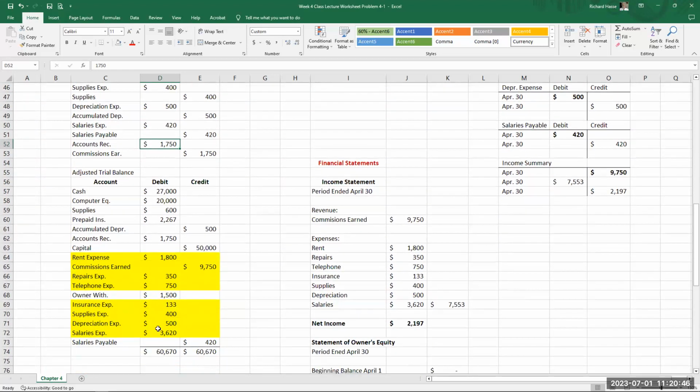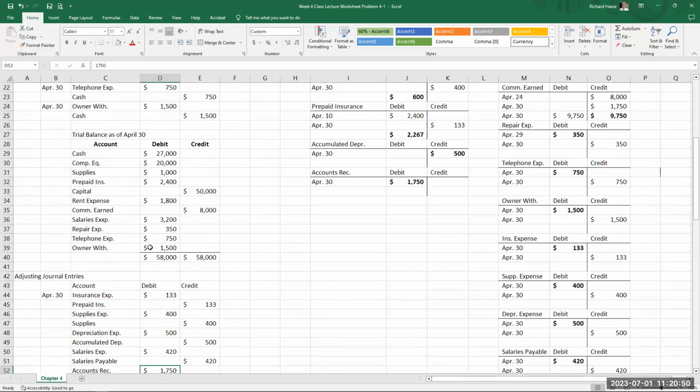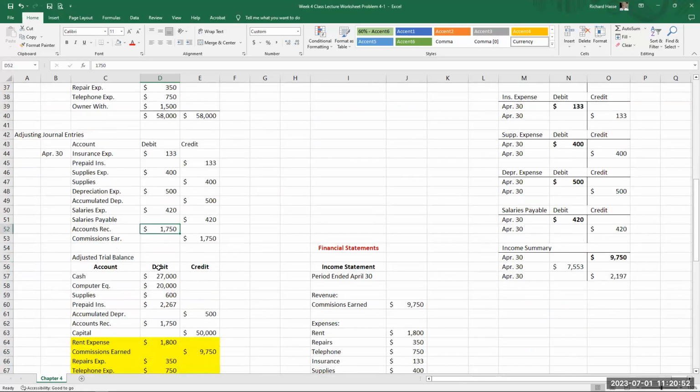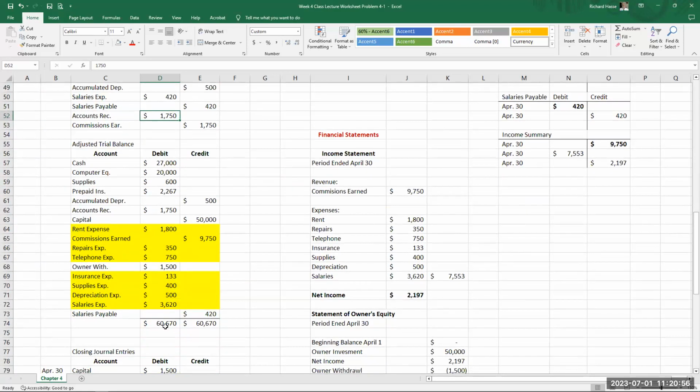adjusted trial balance. Note the difference from our unadjusted trial balance here, 58,000. And now after our adjusting entries, it becomes $60,670. From this adjusted trial balance, we can now prepare the income statements. And this is something that some of us had some difficulties with in our previous assignment: taking the information that you have in your general ledger and recording it in a format that goes public.